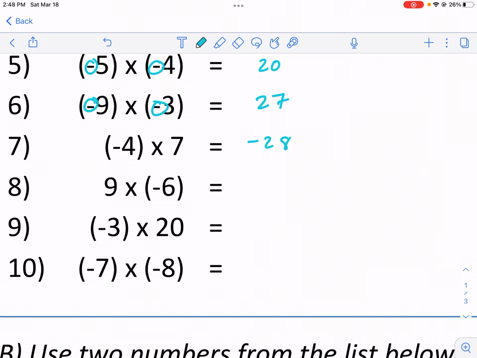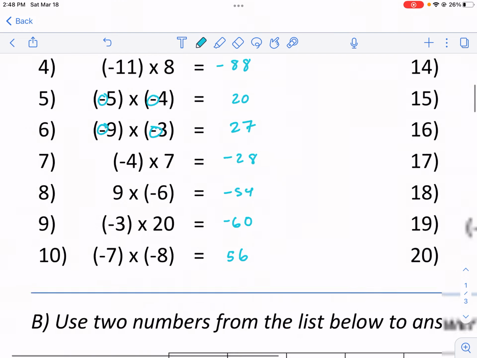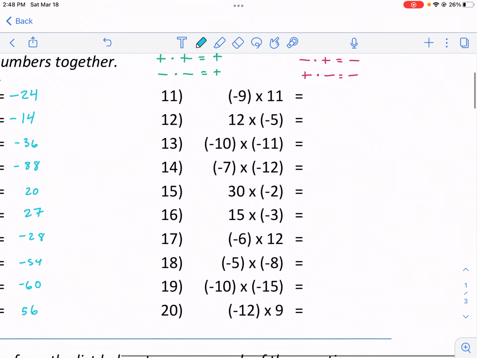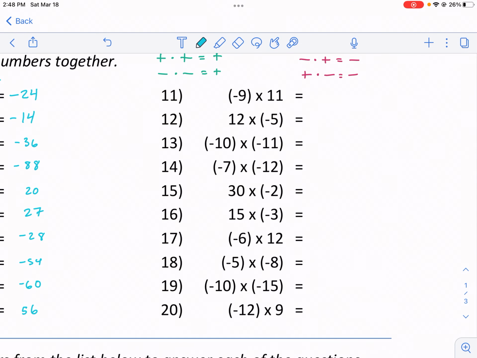This one would be negative 28, negative 54, negative 60, and then positive 56. That's a 60, by the way, not a 66. Okay, so that's all there is to that side. It looks like the right is pretty much the same. If you want, maybe just go down the row and make these negative first, and this one's positive, and this one's positive, and this one's negative, negative, negative, positive, positive, negative. Okay, that'd be one way to do it.